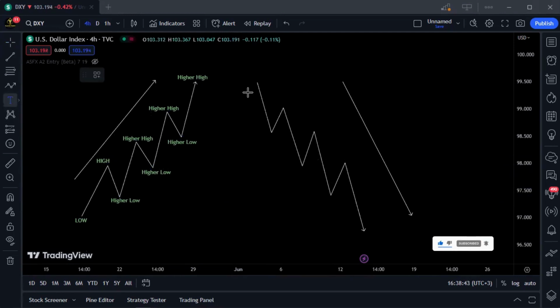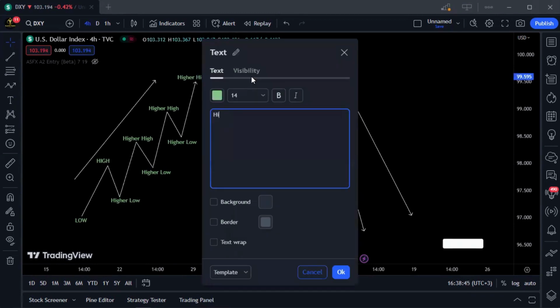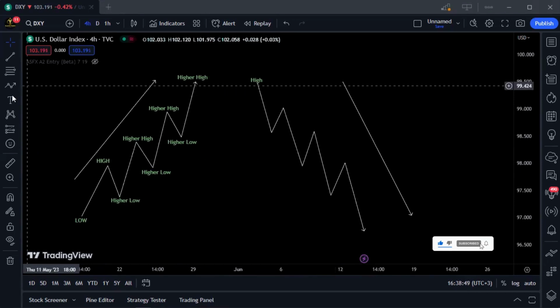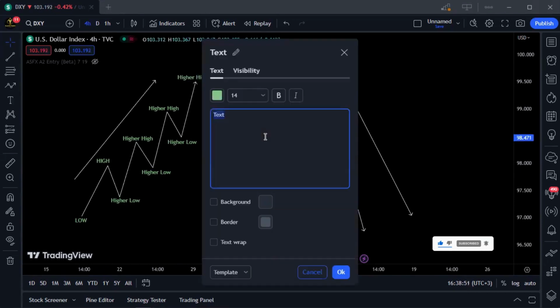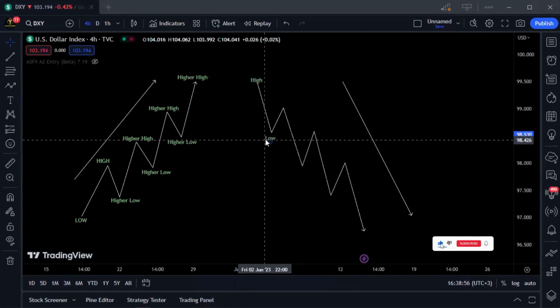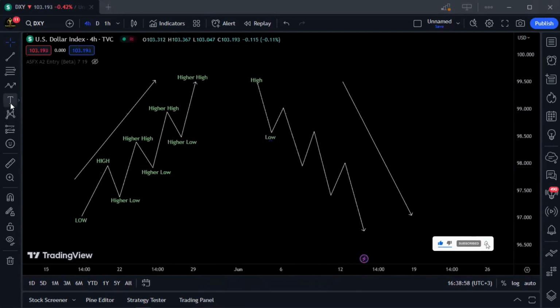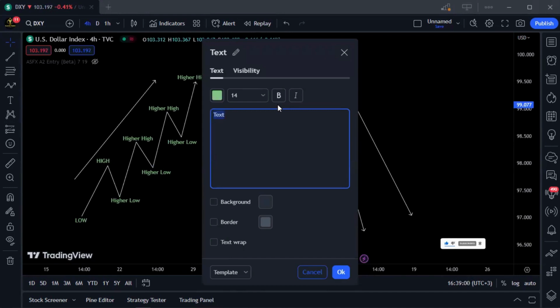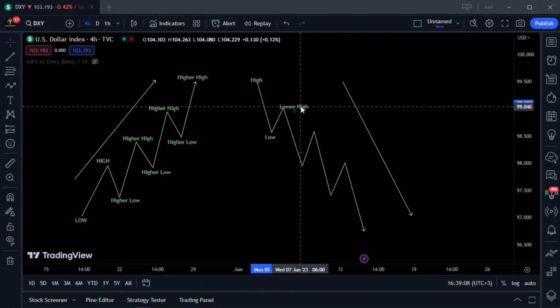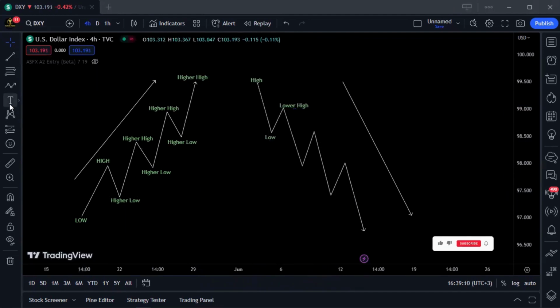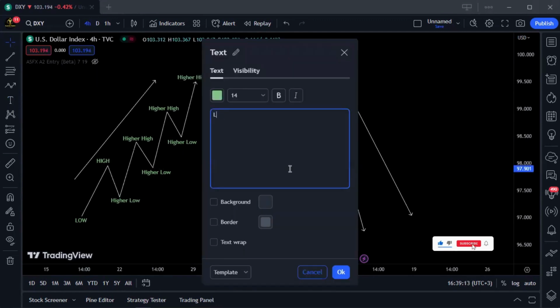But the opposite of that, where prices, for instance, had a high somewhere up here, and then prices created a low somewhere there. And then after that, prices created a lower high, excuse me. Yeah, a lower high, right? And then after that, prices again created a lower low.